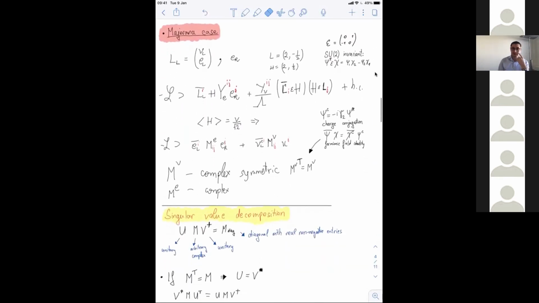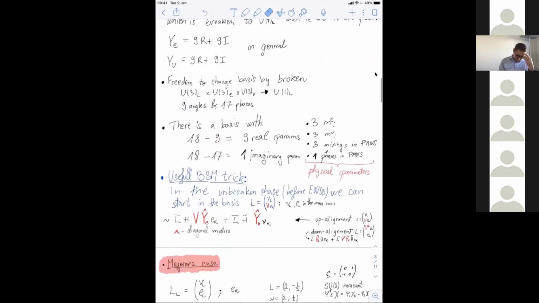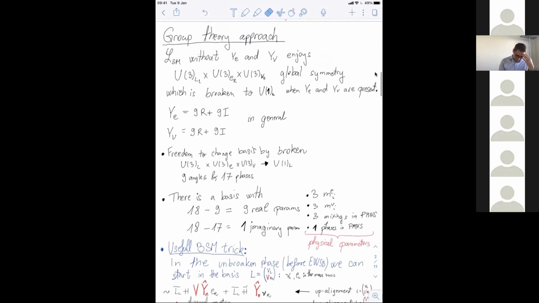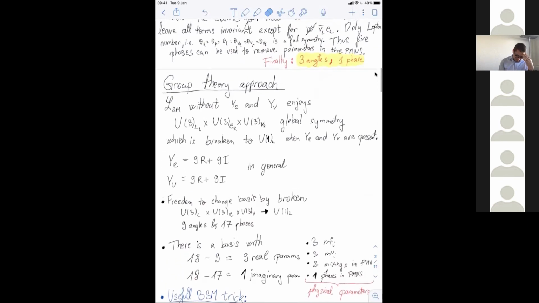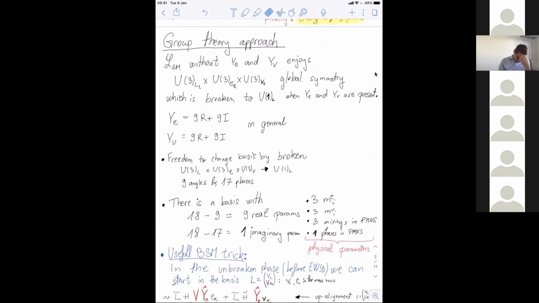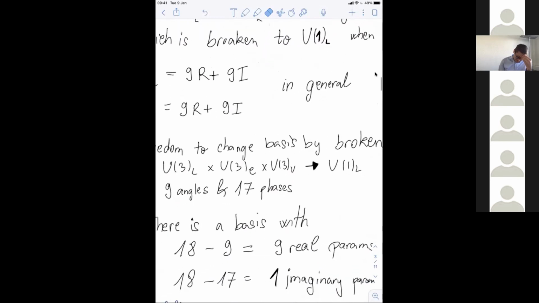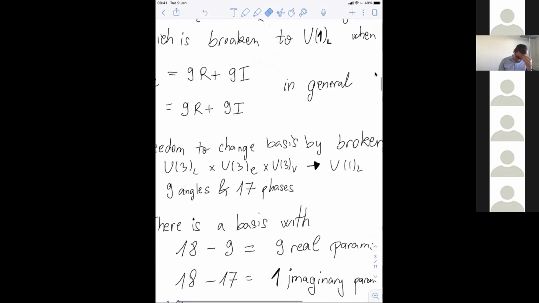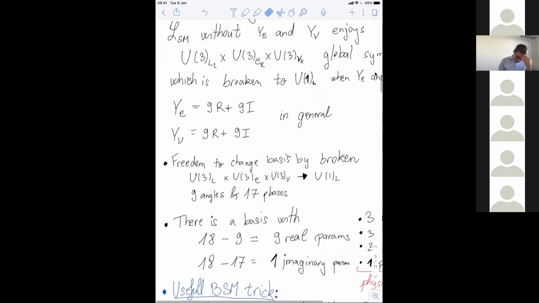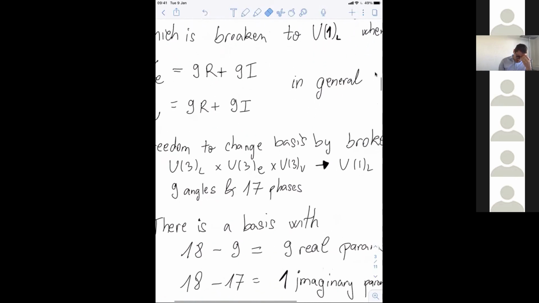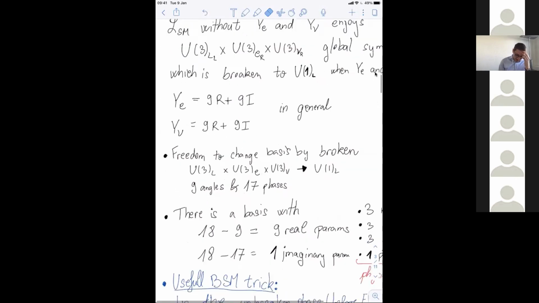Any questions about this? Yes, Admir, I would have a question. Can you just go back 1 second? And what happens now? When U3 cubed goes to U1L, then the masses get generated, right? Right. So the breaking, yes.